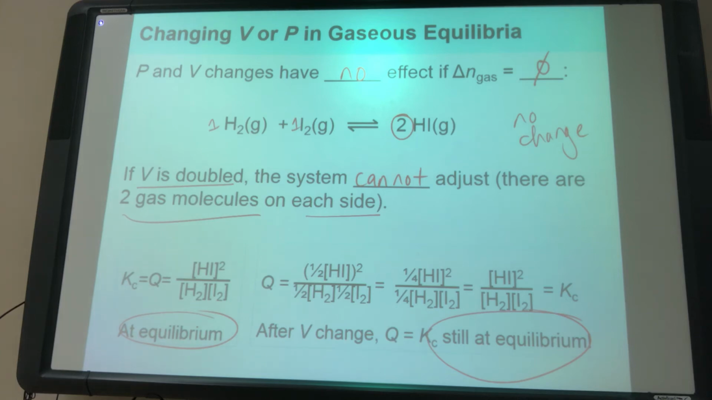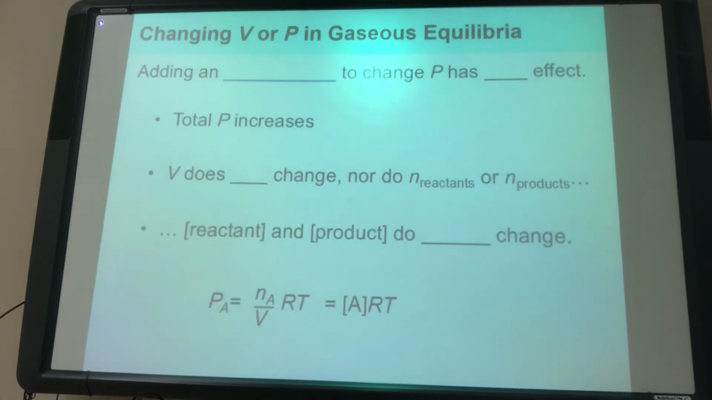All right. Another way that we can change the pressure, instead of increasing or decreasing it, is to add something in. So we could add in an inert gas. Remember, inert means it doesn't react really. So if we add in an inert gas to change the pressure, it's going to have no effect. Now you might say, wait, you just added stuff and the pressure is going to change. Why not? Let's talk about it.